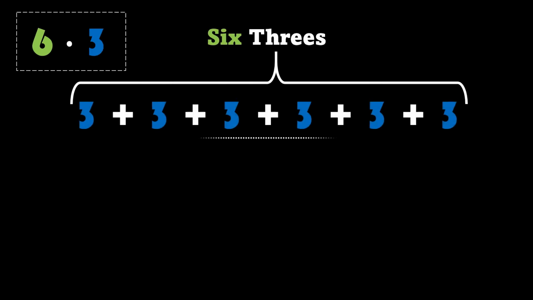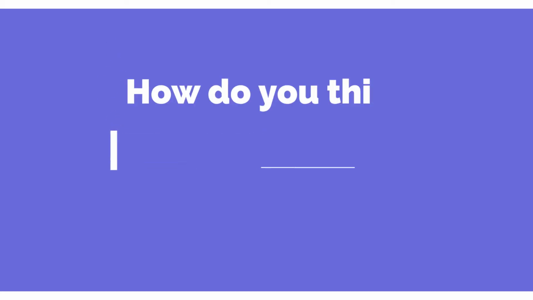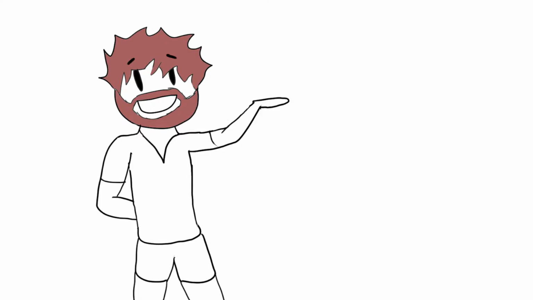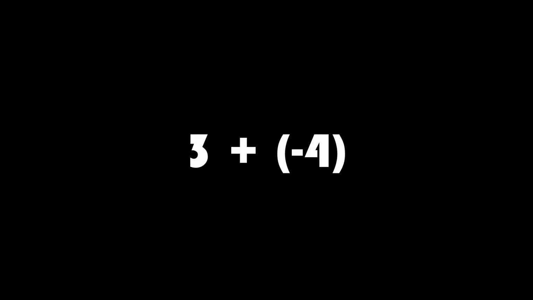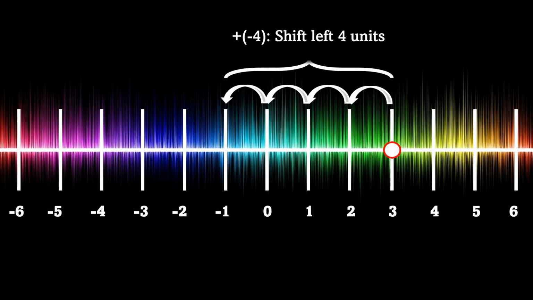Another example is 6 times 3. It's the same thing as adding 6 3s together, or 3 6s together. Thinking of multiplication this way, I encourage you to try to figure out how we'll visualize multiplication with the number line. So recall how we did addition with the number line. We took our starting point and shifted the number of units being added in the direction the number was in. For example, 3 plus negative 4 meant we started at 3 and had to shift 4 units. We shifted 4 units to the left because of the negative sign in front of the 4.